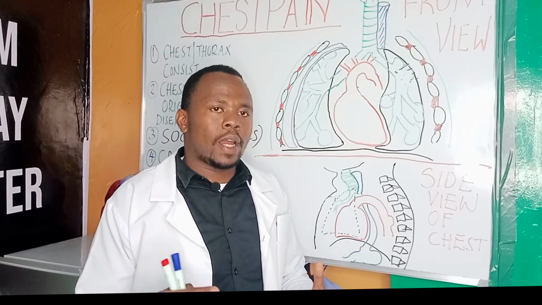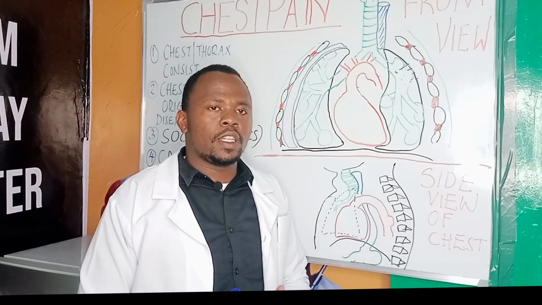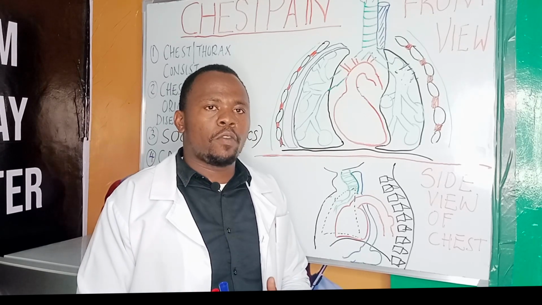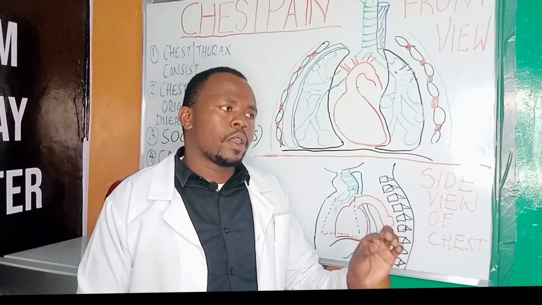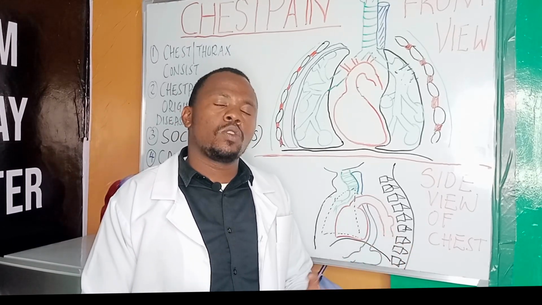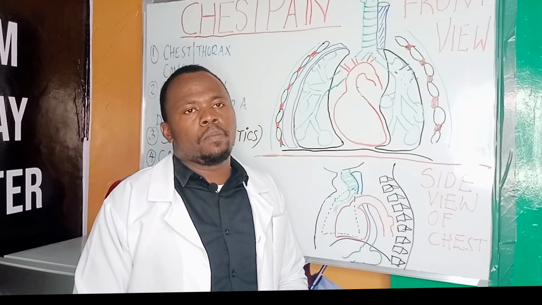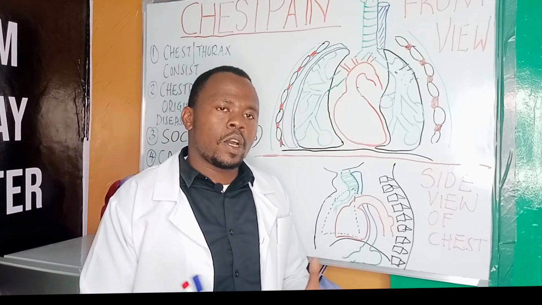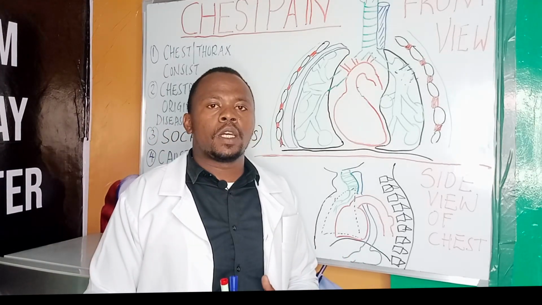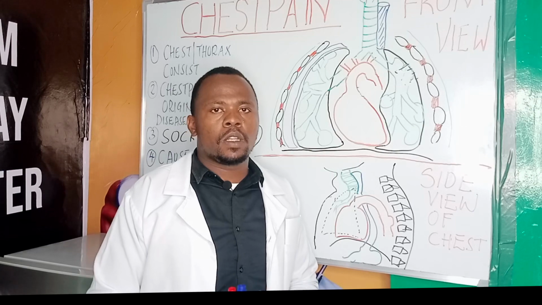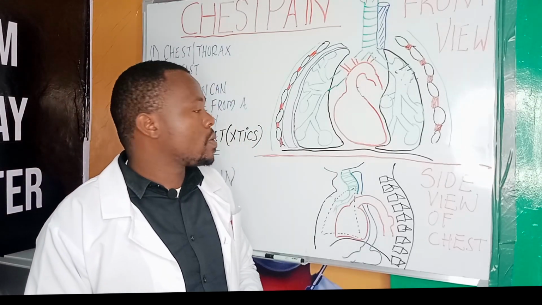When you do an exercise, more oxygen is needed, hence more blood flow is needed to reach that area. Now, because the blood vessel is narrowed, the heart cannot get enough oxygen, making the muscles of the heart die or experience what we call ischemia. Ischemia is a lack of oxygen within the cells.